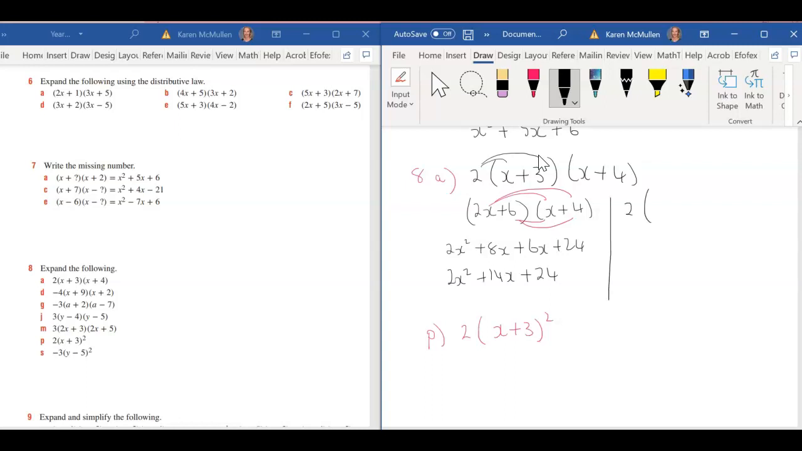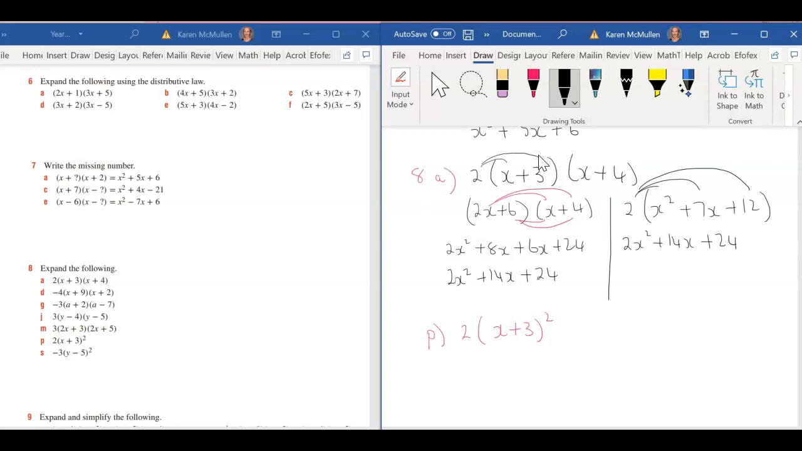So you could multiply the 2 in first, or you can leave the 2 and then just expand that bracket. So it's going to have x squared plus 7x plus 12, and then multiply the 2 by those 3 terms. Alright, so you can see the 2 only goes into one bracket.